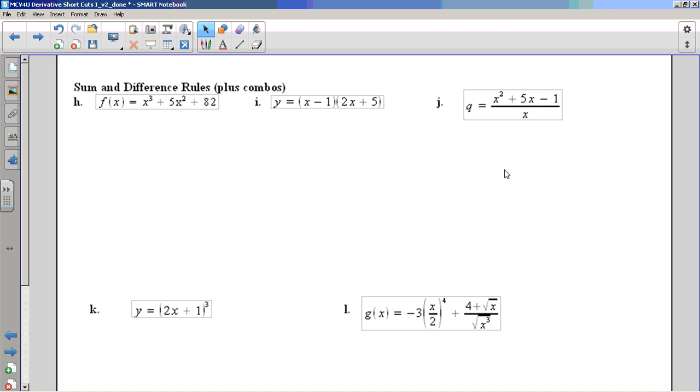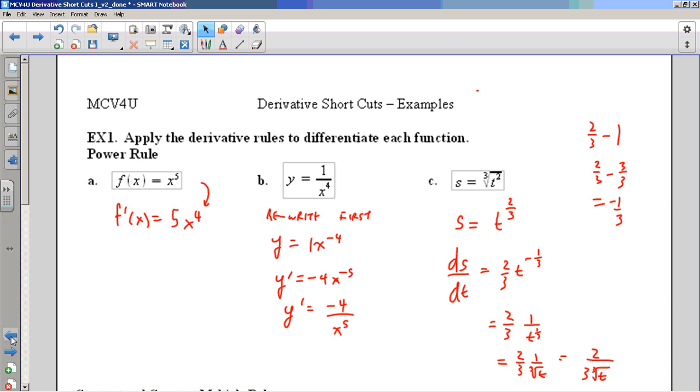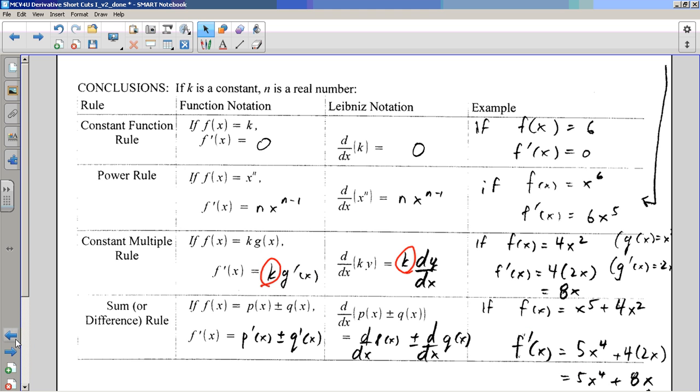Back for part two. This one, H, sum and difference rules, plus combos. Now, what's the sum and difference rule? Sum and difference means, well, if you've got two little functions added or subtracted together, you can take the derivative of them separately. So the derivative of a sum is the sum of the derivatives.